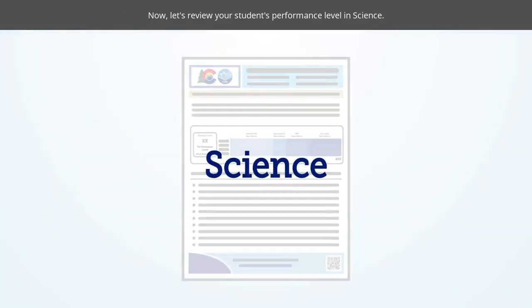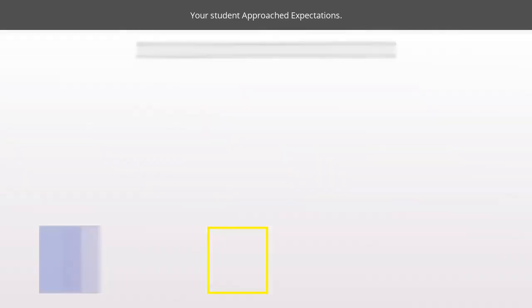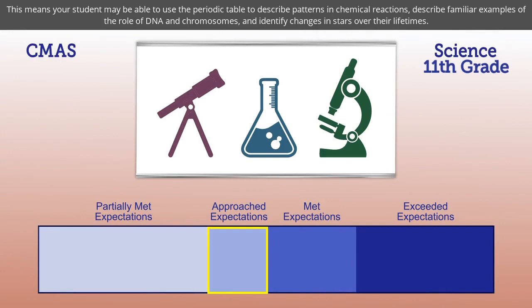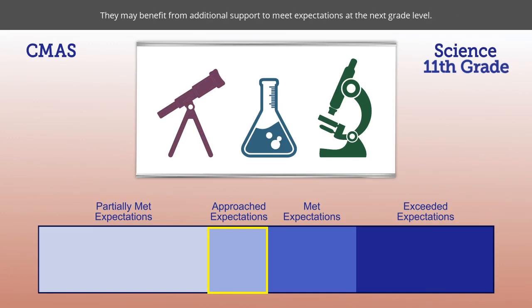Now, let's review your student's performance level in science. Your student approached expectations. This means your student may be able to use the periodic table to describe patterns in chemical reactions, describe familiar examples of the role of DNA and chromosomes, and identify changes in stars over their lifetimes. They may benefit from additional support to meet expectations at the next grade level. More information about your student's performance level is included on the bottom of page 1.